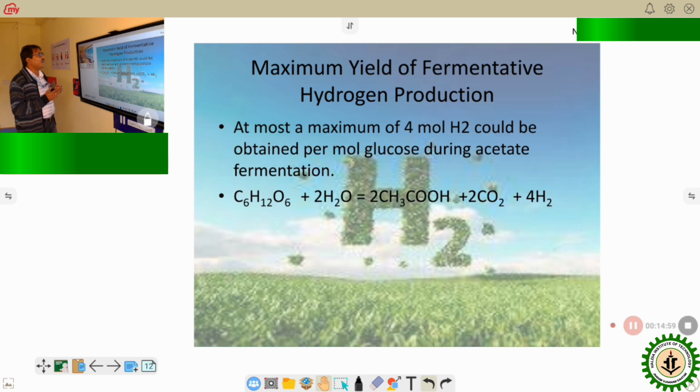Maximum yield of fermentative hydrogen production. So far, the literature is there. You can see among all these fermentative hydrogen production processes, E. cloacae, that is, interrupted E. cloacae, yields the maximum yield. It is 3.8 moles per mole. It is reported under reduced pressure. I also work on this.